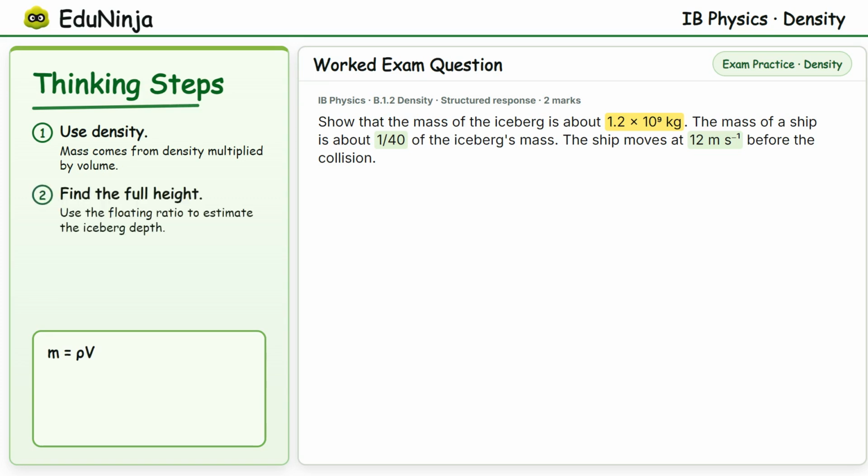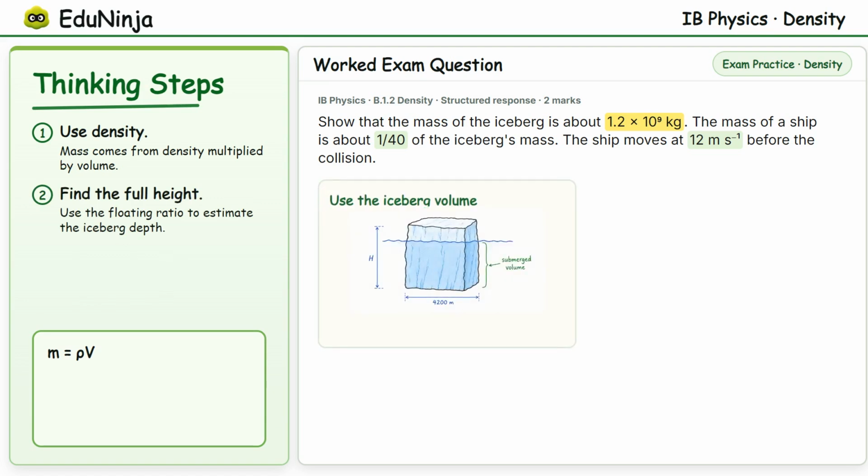The mark scheme gives the floating ratio step. Using the densities of ice and seawater, the iceberg height comes out to about 300 meters. This is the part students often miss. Before calculating mass, we need a usable volume.